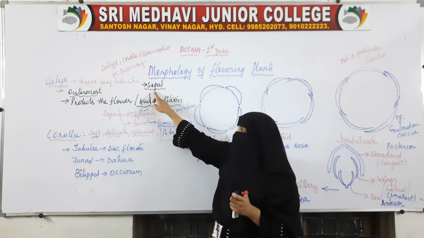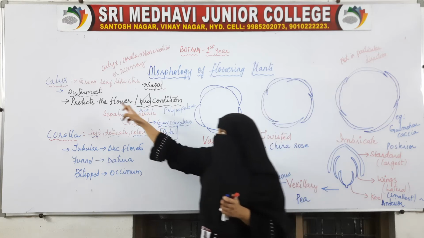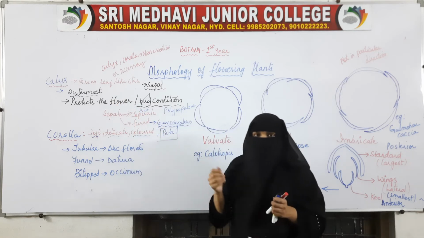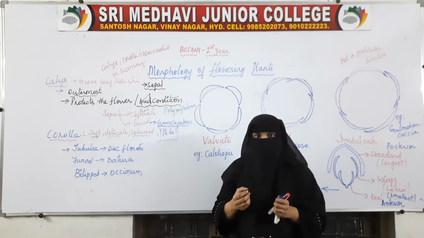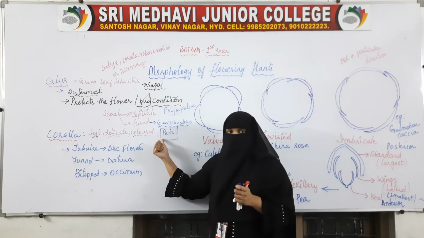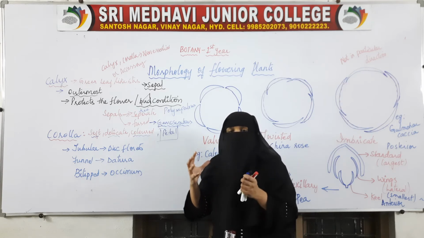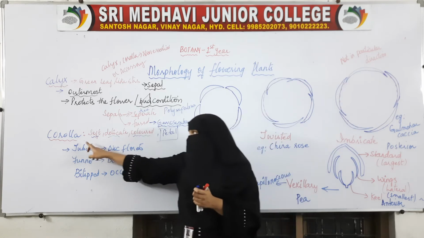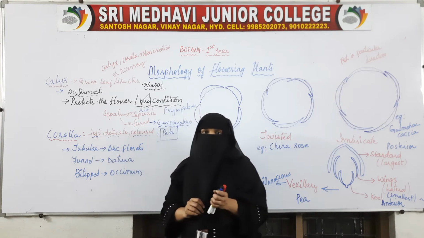Like here, a single leaf-like structure is called a sepal, and all the sepals together are called the calyx. And the next whorl, which consists of soft, delicate, colored structures, is called what? Petal. A single one is a petal, and all the petals together are called the corolla.